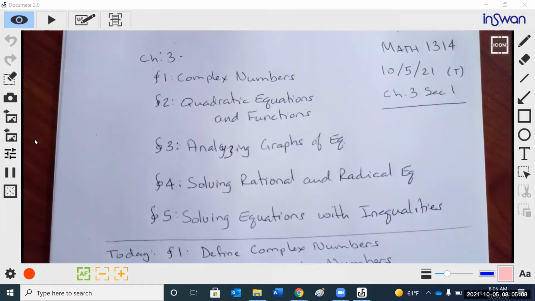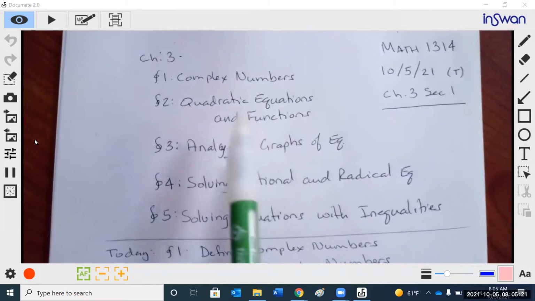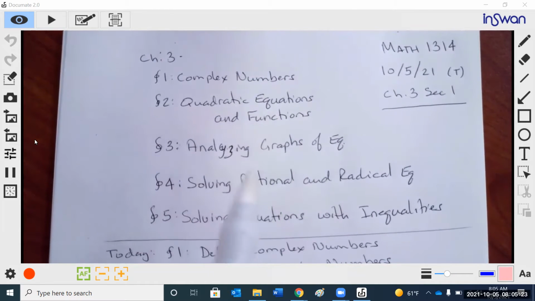The first section of chapter 3 deals with complex numbers. Complex numbers, we're going to define what those are and learn how to use them and how to solve equations. Section 2 deals with quadratic equations and functions. This is where we start. Now we're getting away from linear equations. Now we're getting to what are called polynomials.